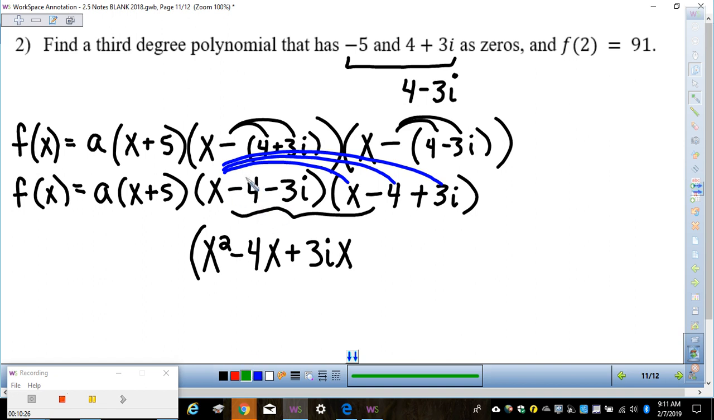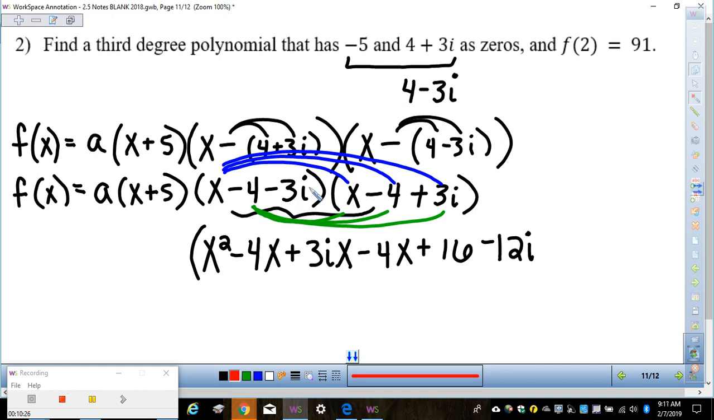Now we're going to do it again with the next term here, which is the negative 4. That's going to multiply by everything. Negative 4 times x is what I mean. That's what we're going to start with, negative 4x. Okay, now we're going to do negative 4 times negative 4, plus 16. Then we're going to do negative 4 times 3i, which is negative 12i. So that's the result of the second round of the distributive property.